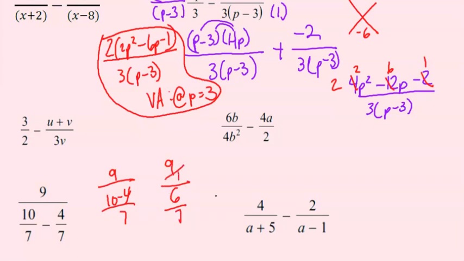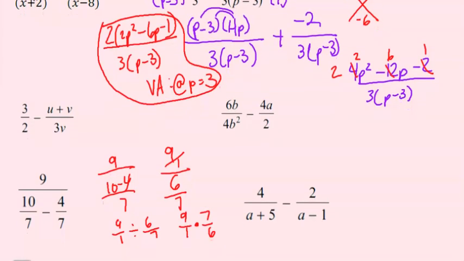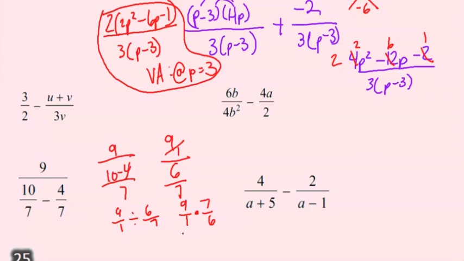9 is the same thing as 9 over 1. So we have 9 over 1 divided by 6 over 7. We'll do our keep, change, flip: flip the second fraction, to get 9 over 1 times 7 over 6. Well, 9 and 6 can be factored. 9 is 3 times 3, and 6 is 3 times 2. And then we'll write our other numbers right there because they can't be factored anymore.